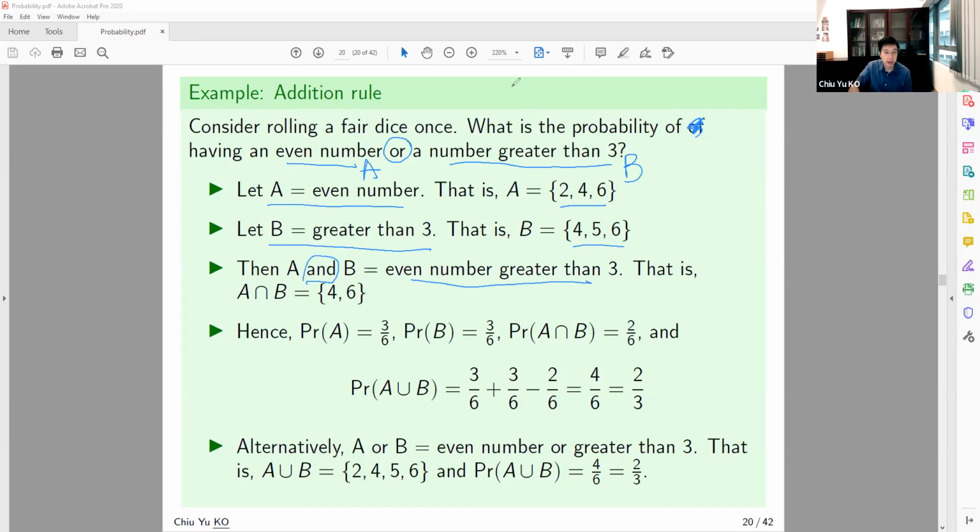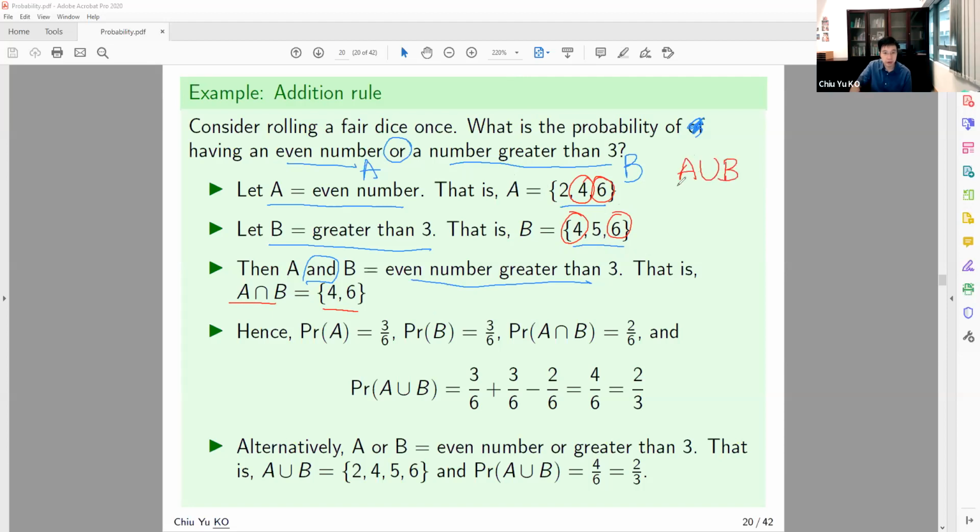So both together, the intersect, will be the common elements 4 and 6. Only these two appear twice, so the intersect will be this 4 and 6. Now the question asks you for or, so it's A union B.